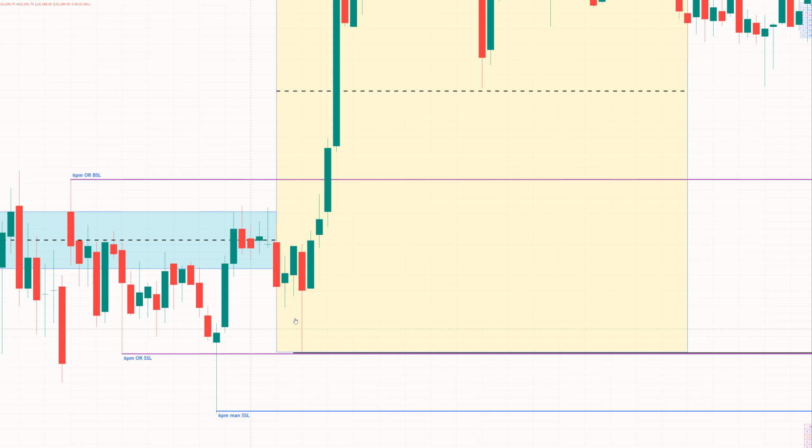We get the drawback into fair value. This is a wick, but obviously on a lower time frame, you've got basically body closures. You basically have this volume imbalance to some degree mitigated, okay, before the move away aggressively. So you do have that to some degree in here.